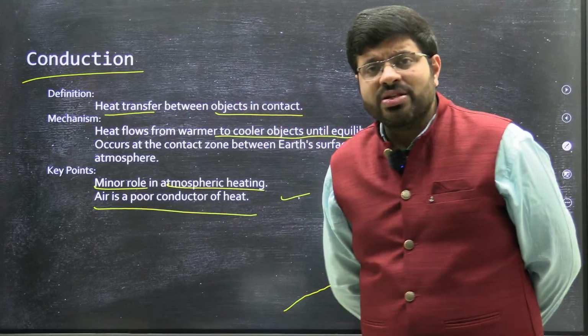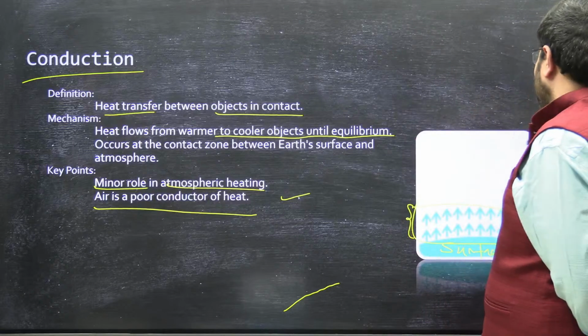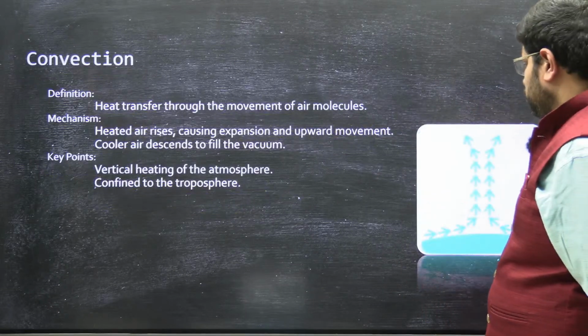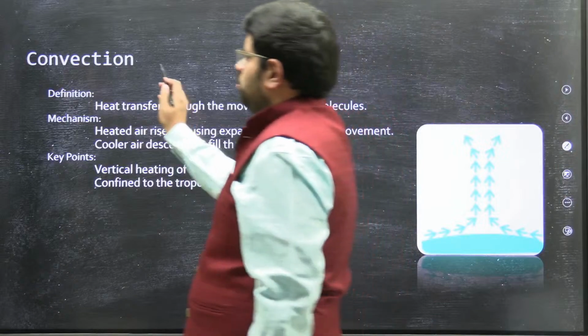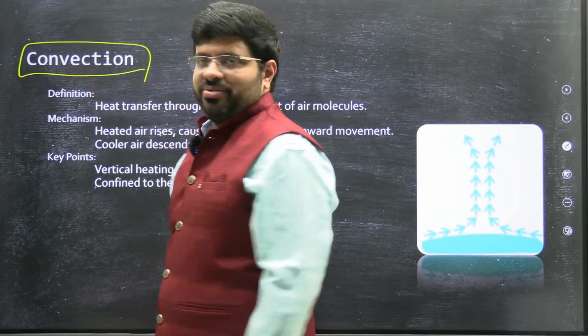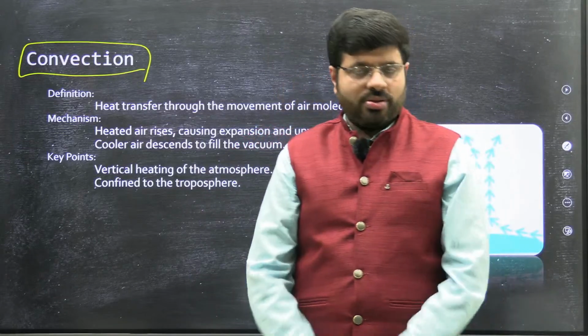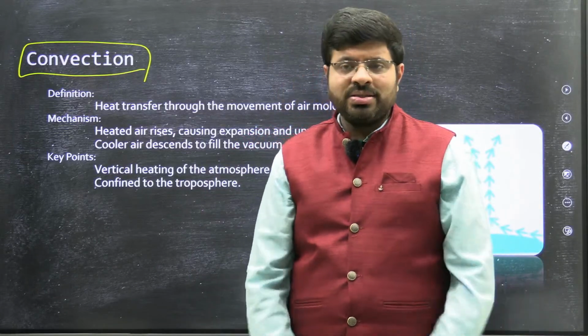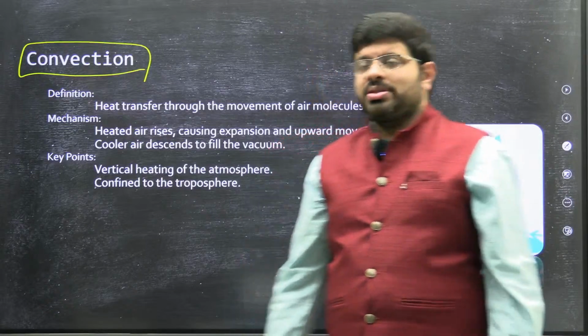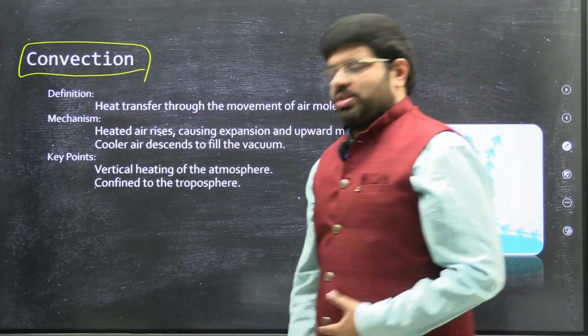Now, once you have understood the conduction process, let's go to the next one. Convection. Now you see convection. Have you heard about convectional rainfall happening at the equatorial areas? That process is called convection. Let us try to understand this.